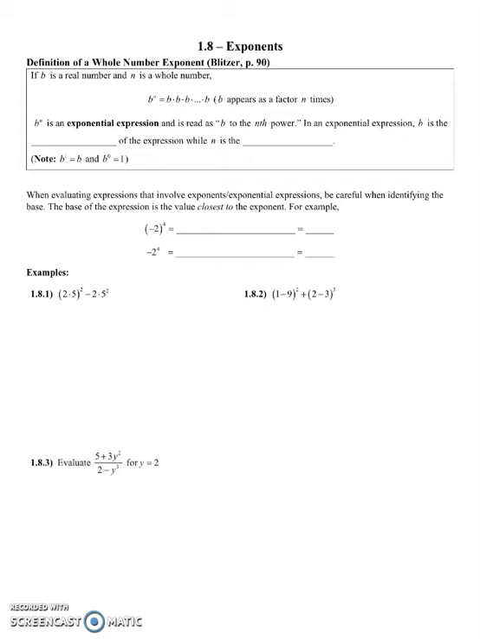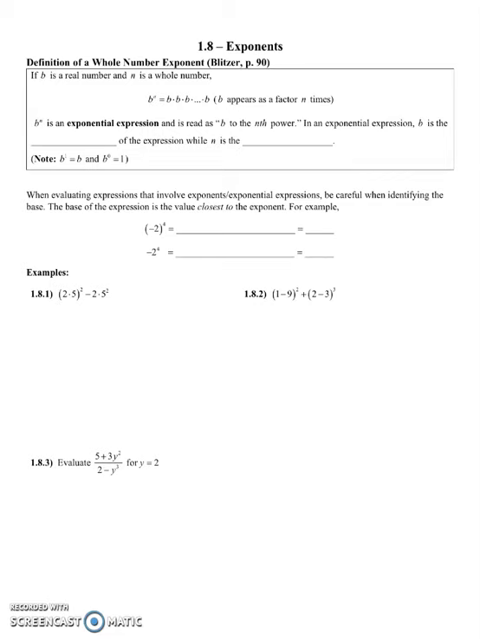So this is the beginning of the material for the second test, and we're going to go back to section 1.8 and learn about exponents. So if b is a real number and n is a whole number, then b with a little superscript n on it means b times b times b, and we do that so that there's n b's that we're multiplying together.